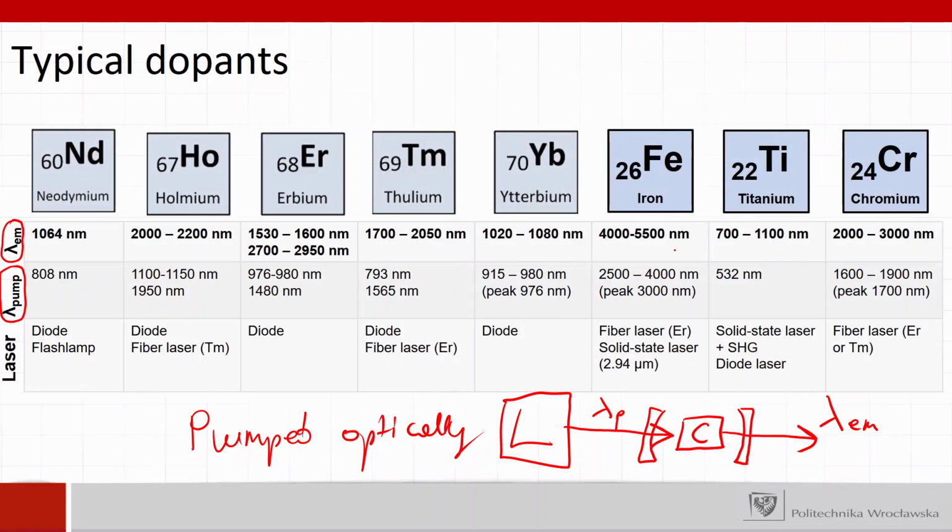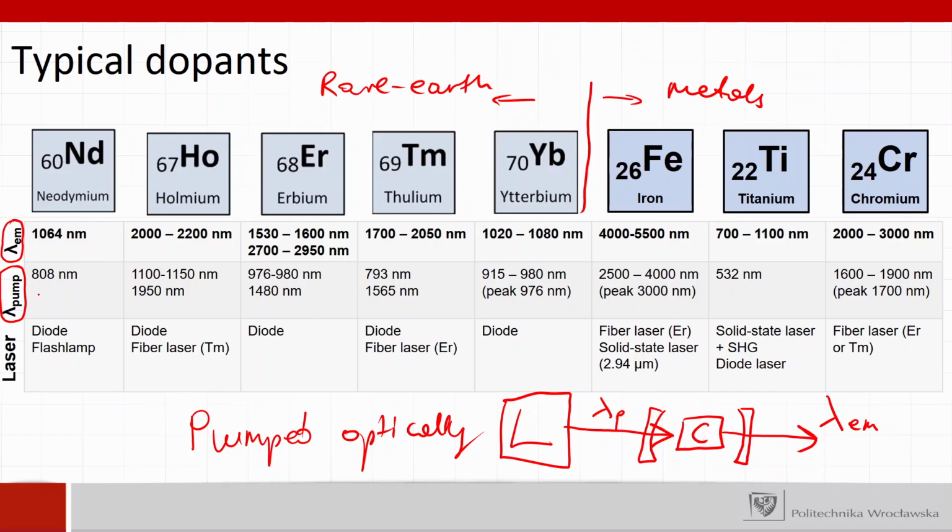Here you have grouped the possible ions. We have the 5 ions here. These are the lanthanides, so rare earth ions, and these here are metals. So we can dope either with lanthanides or also transition metals. The most common one is neodymium. Neodymium has the emission wavelength at 1064 nanometers, and we need to pump it at 808 nanometers.